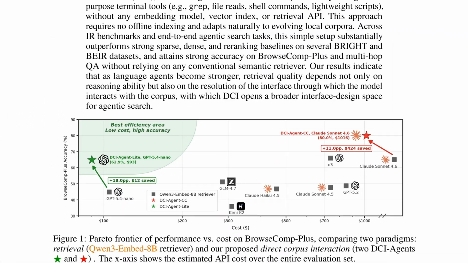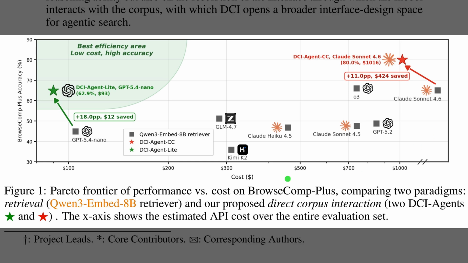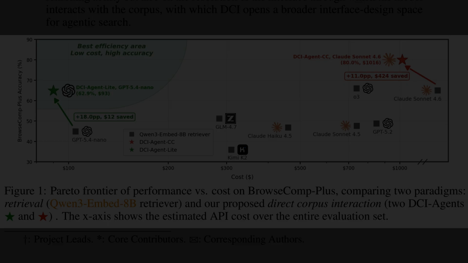Figure 1 plots the trade-off between accuracy and cost on the BrowseComp-Plus dataset. Up on the top right, the high-capacity direct corpus interaction agent CC reaches 80% accuracy. Crucially, this setup saves over $400 compared to a standard retriever. Over on the left, the lightweight direct corpus interaction agent Lite secures 63% accuracy for just $93, which sets a highly efficient new baseline for agentic search.